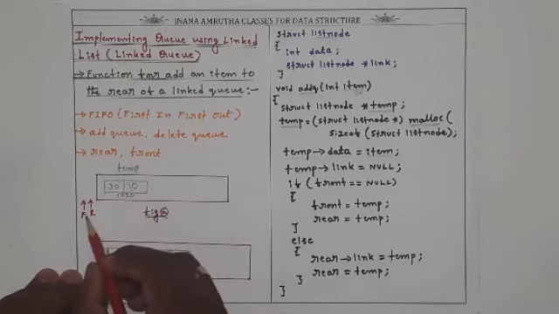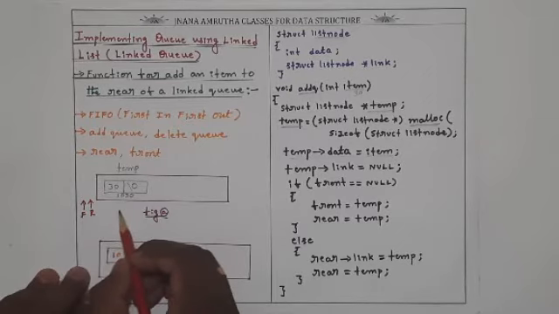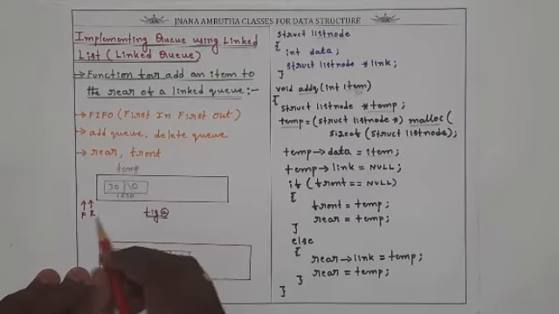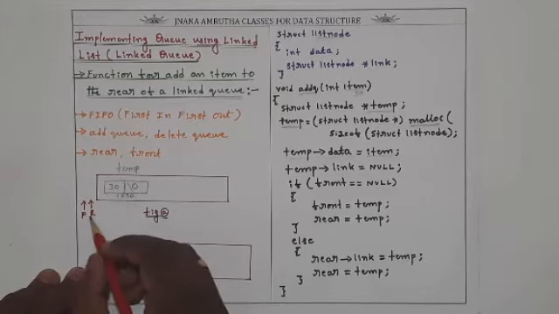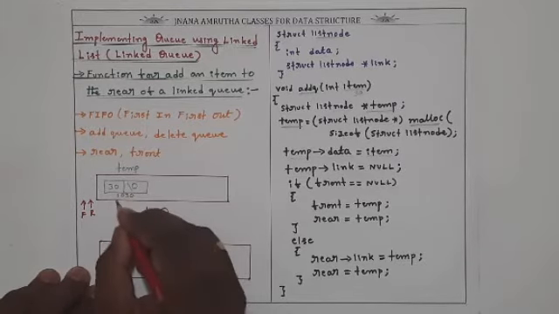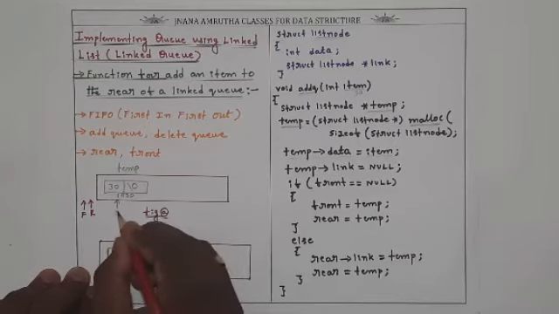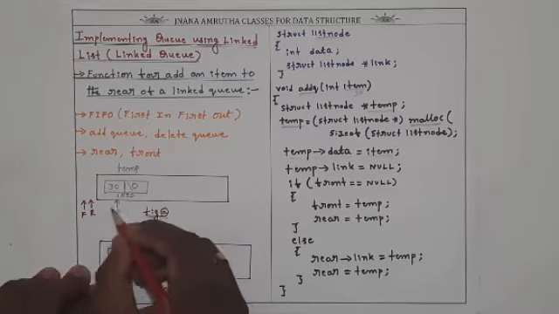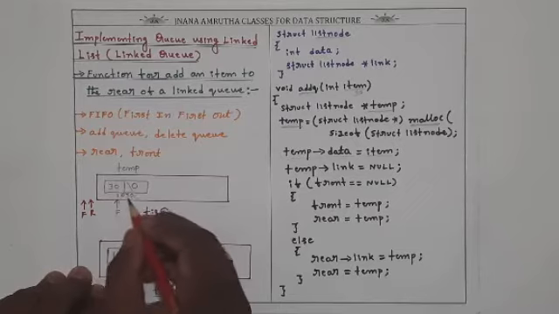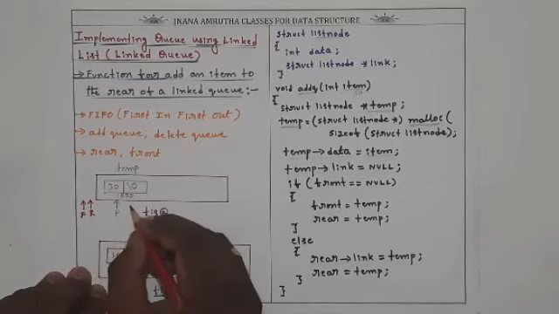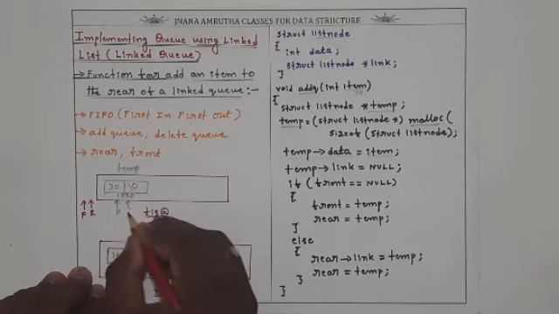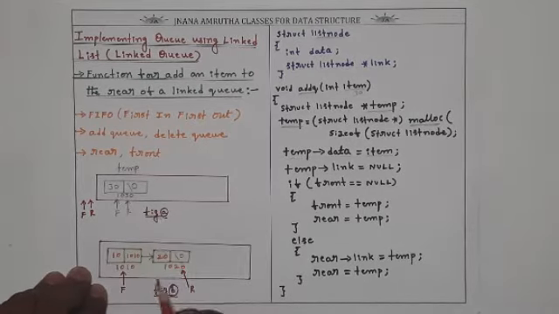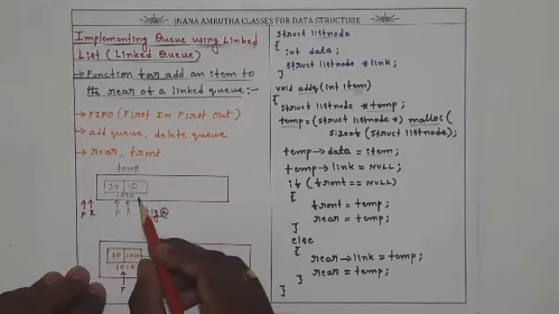Now we have obtained the node and placed the data and link field. After that we need to move these two pointers, front and rear. How are we going to do that? First, front equal to temp. By making this we are moving front here. Next we need to move rear also. Rear equal to temp. By doing this we are moving the rear pointer. This is our empty condition.